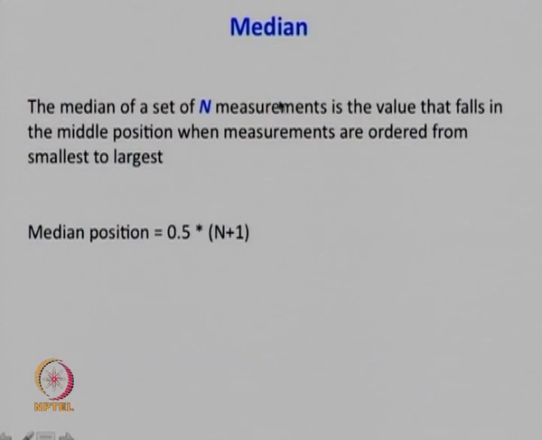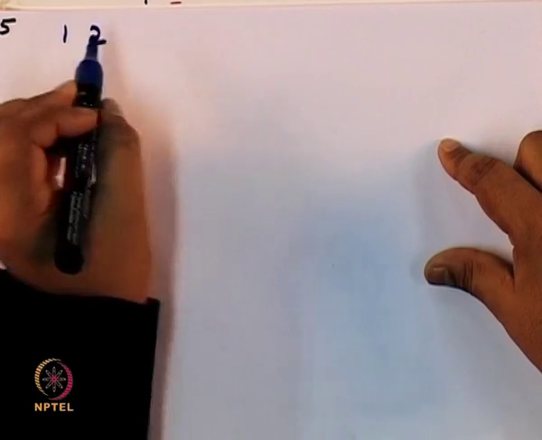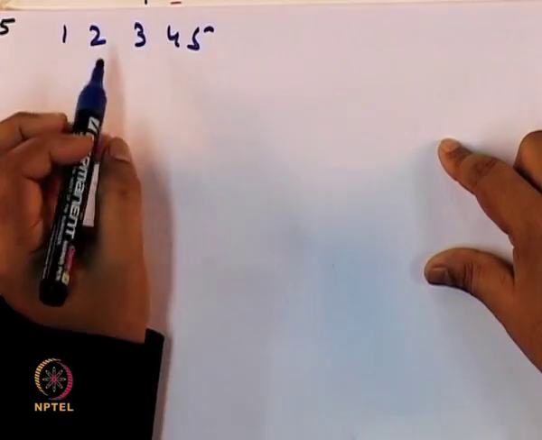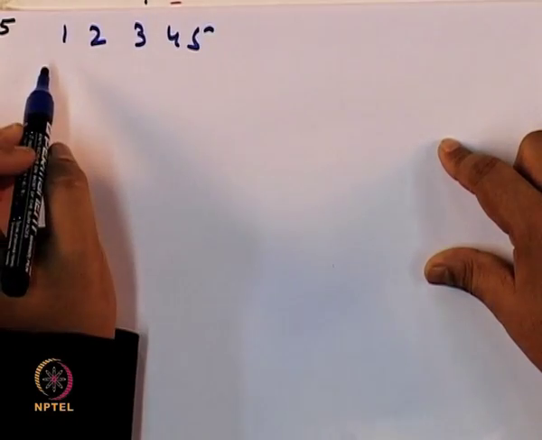Now, we have the next concept of median, right. The median of a set of n measurements is the value that falls in the middle position when measurements are ordered from smallest to largest. In other words, the median position is 0.5 times n plus 1. If you have 5 numbers, let us say 1, 2, 3, 4, 5, then this is a sorted data set.